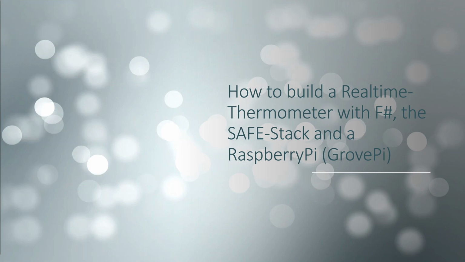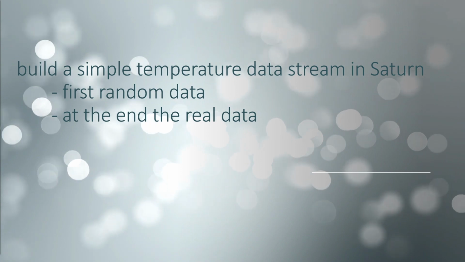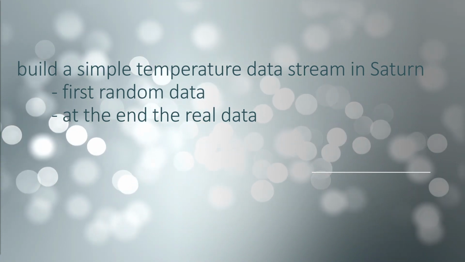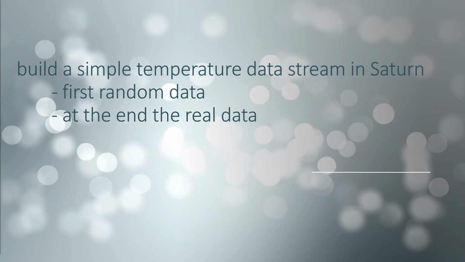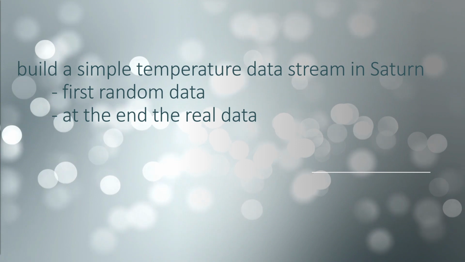Welcome to a new short tutorial about how to build a real-time thermometer with F#, the Safe Stack and a Raspberry Pi. In this tutorial we will cover 4 things. Build a simple data stream for the temperature data in Saturn. First we use some random data, and in the last step we switch to the real data from my GrovePi.